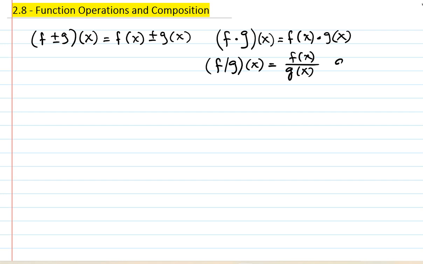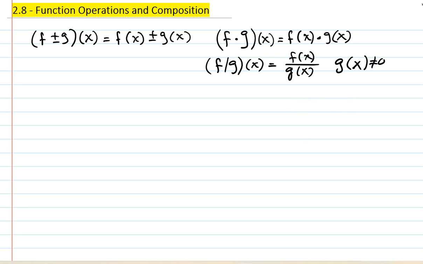And anytime we divide by 0, of course, is undefined. So we make sure we remember to say g of x can't be 0. Now when we say g of x not 0, for example, the denominator is x plus 5, we don't mean that the function itself isn't 0. We're talking about the values of x that make that function 0.